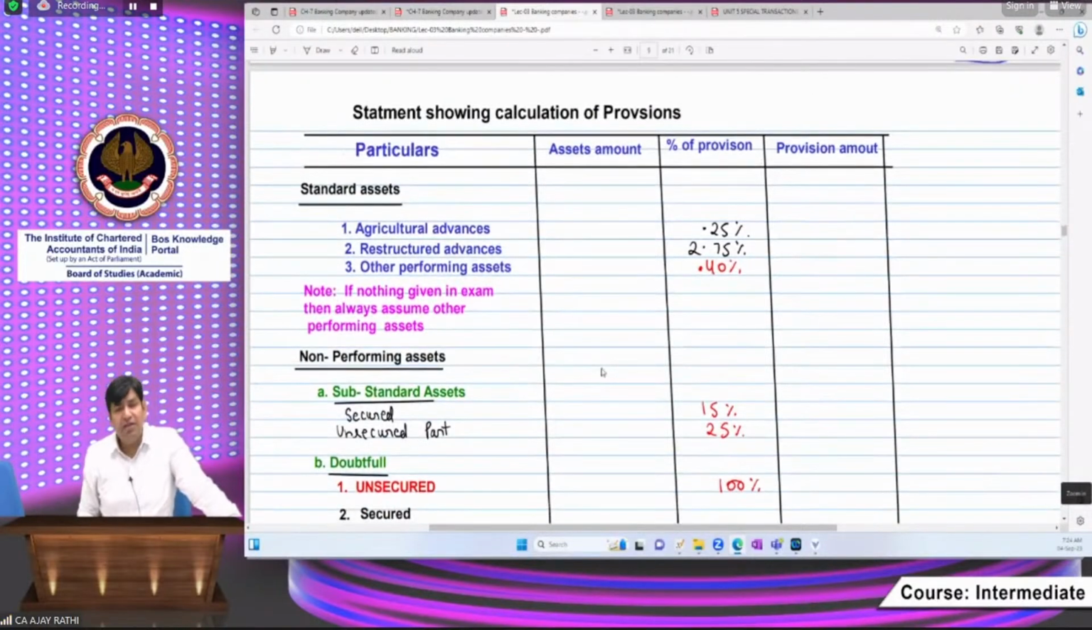Beta, if nothing is given in the question, what shall we assume? We shall always assume that such are standard performing assets. It means if in the question some asset is given and that is standard, then we shall always pre-assume that it is a performing asset, unless the question gives us agriculture advances or restructured advances. We shall always calculate 0.40%.